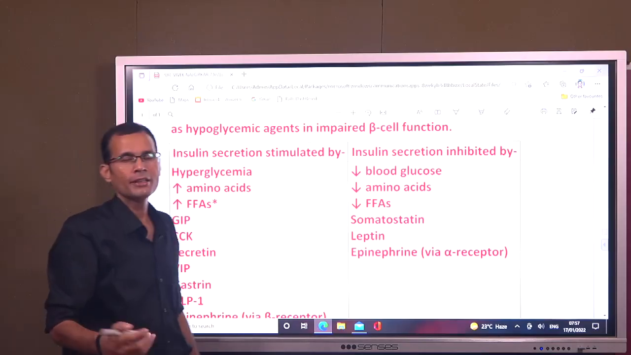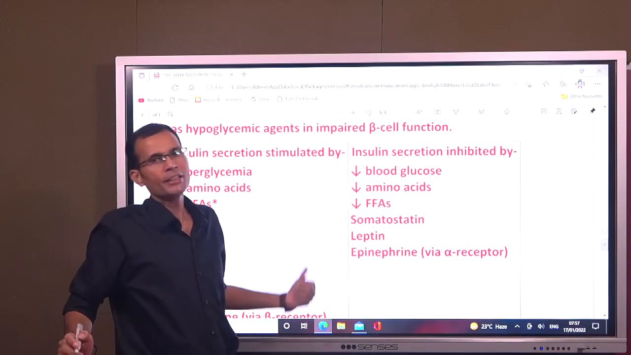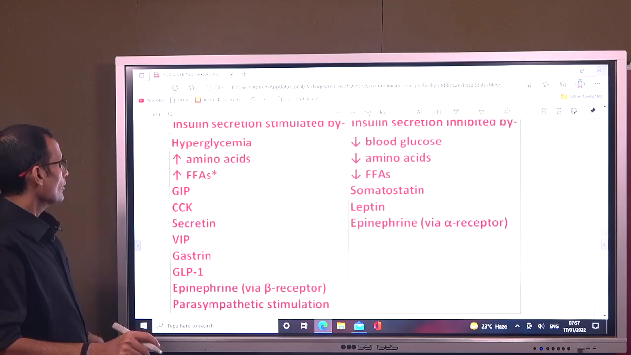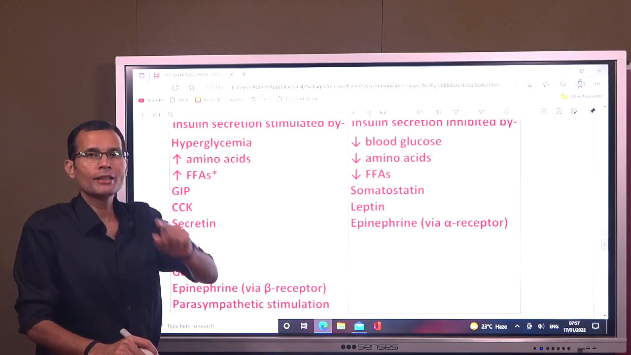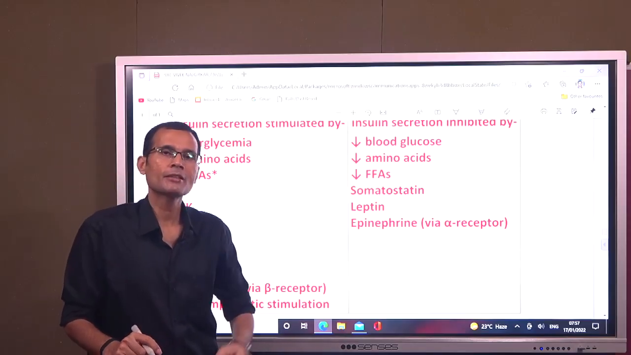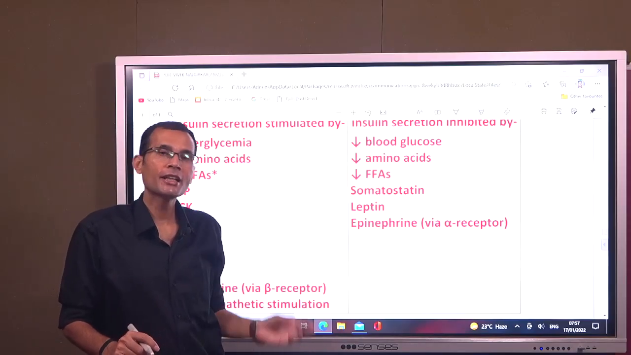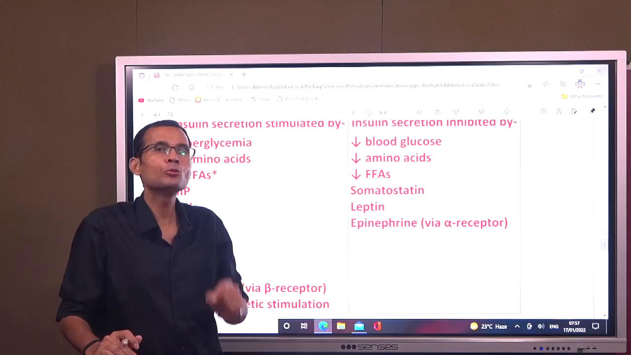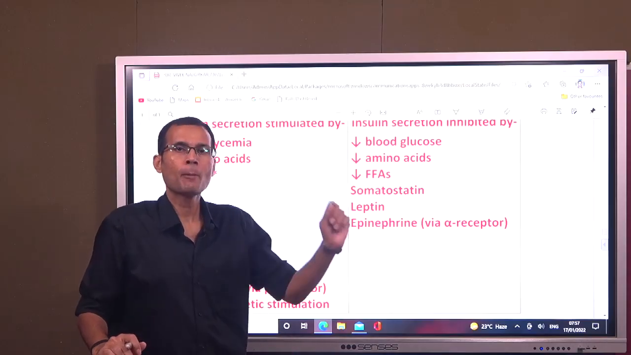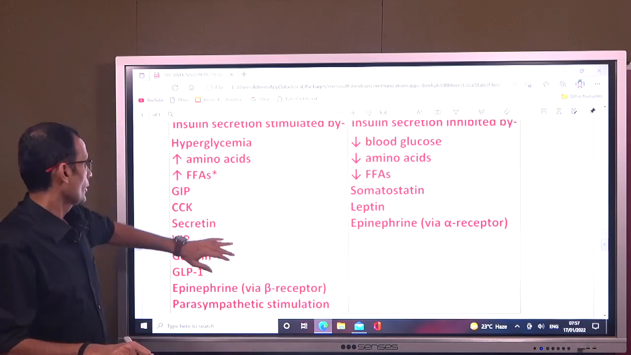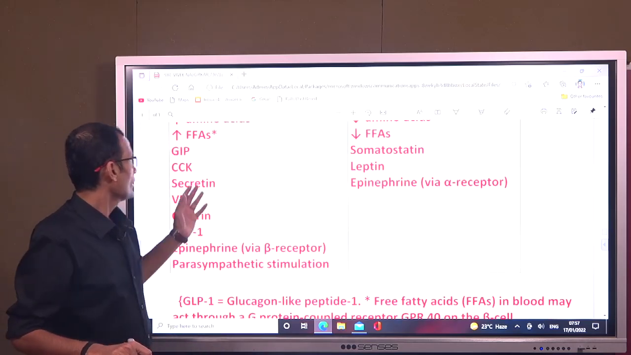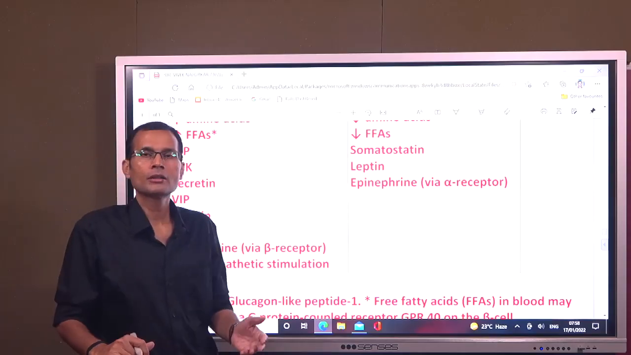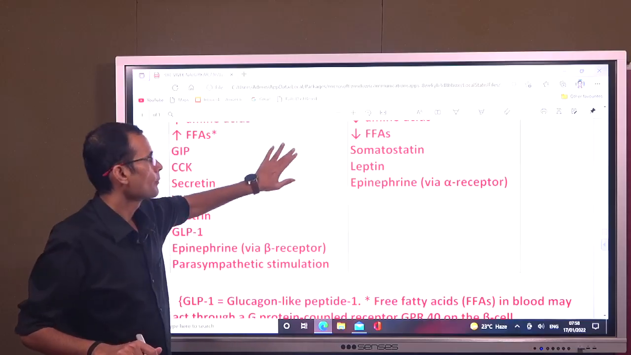There are drugs which are being developed which will have this incretin effect, right? GIP, GLP-1, well, let me just complete this GIP thing. It was called gastric inhibitory peptide, but it was renamed later on as glucose-dependent insulinotropic peptide. CCK, secretin, gastrin, epinephrine, they all cause release of insulin.